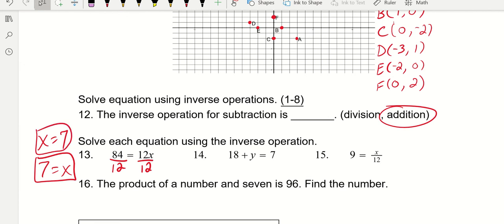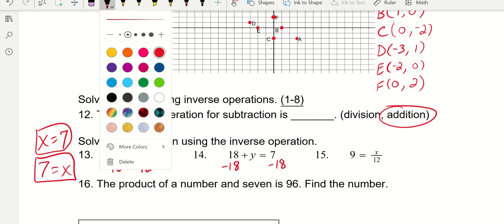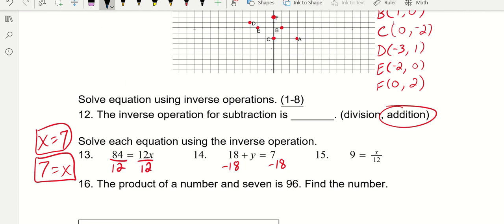Okay. Number 14, 18 plus y equals 7. What is happening between the 18 and the y? Addition. What's the inverse of addition? The inverse of addition is subtraction. So I'm subtracting 18 from both sides. Show this on both sides of the equation. Please don't show it on one side and not the other. So check your work. Make sure you showed the division of the previous problem on both sides. Make sure you show the subtraction from this problem on both sides of the equation.